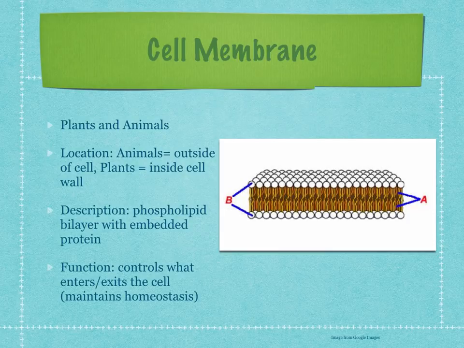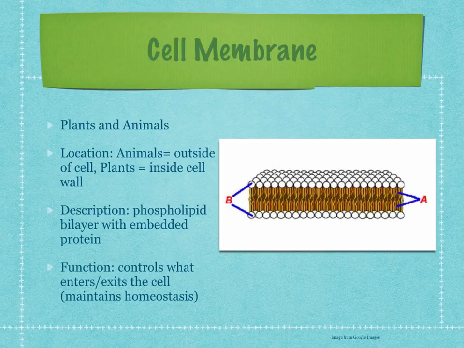So phospholipids are lipids, the word is in the word, and a bilayer has two layers, just like a bicycle has two wheels. The word embedded means inside, so those proteins are actually built inside of this phospholipid bilayer. And their function is to control what enters and exits the cell. Its job is to maintain that homeostasis.